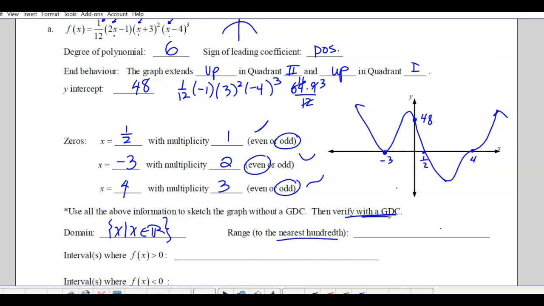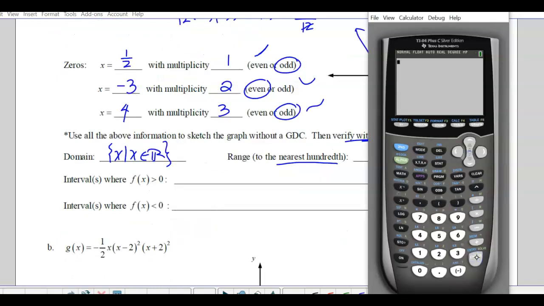So let's see, got to get mine out here. Okay, so I've entered my polynomial function into y1. You can start with a standard screen because you know the x-intercepts will fall in that standard screen. Now you know your y-intercept is 48. Especially since we're asked to find the range, we're going to need to find the minimum as well.